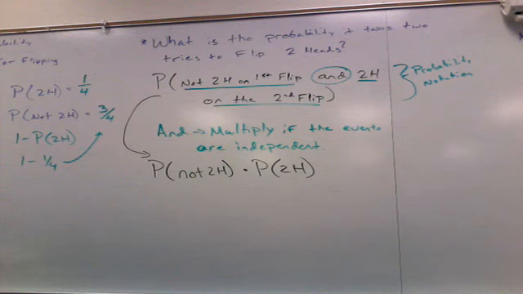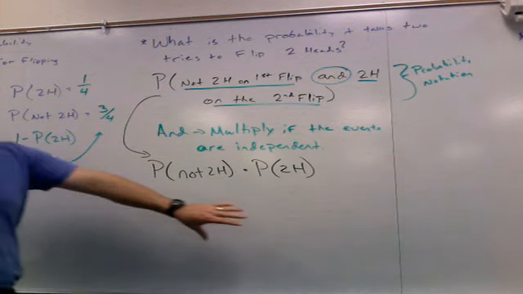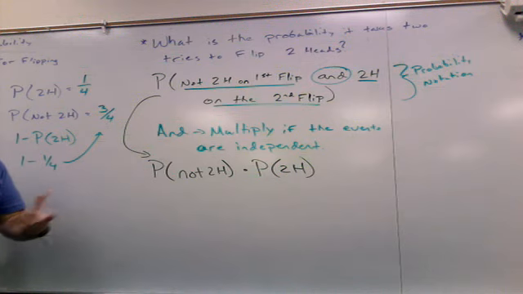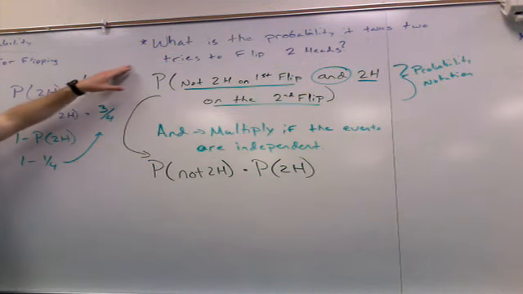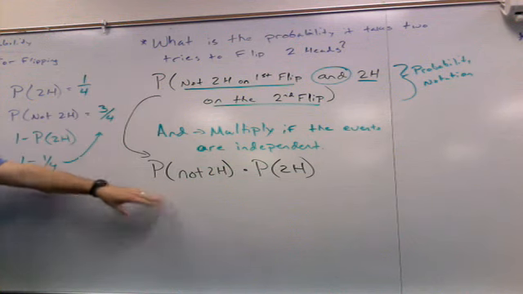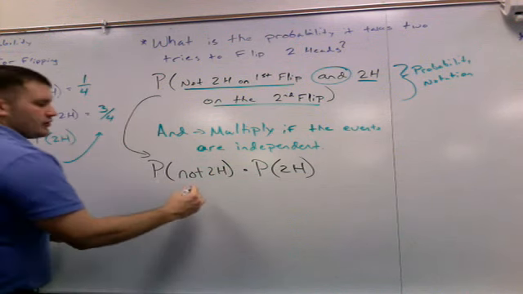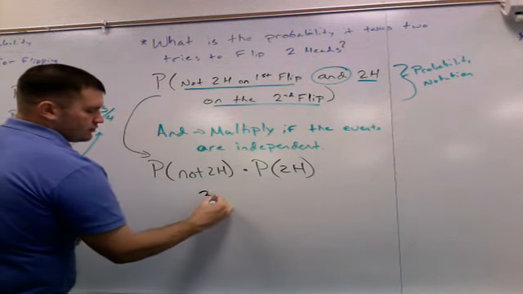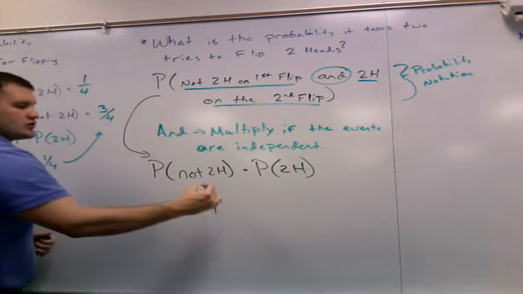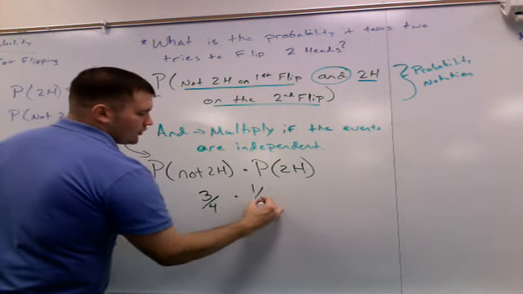Now, this is where our area model from before comes in handy. Okay? What was the probability of getting two heads when I flipped two coins? 1/4. Right? We got that over here. What's the probability of not getting two heads when I flip two coins? 3/4. So I know these probabilities, don't I? So we can figure out what's the probability it takes two flips to get two heads. So for not two heads, we write 3/4.